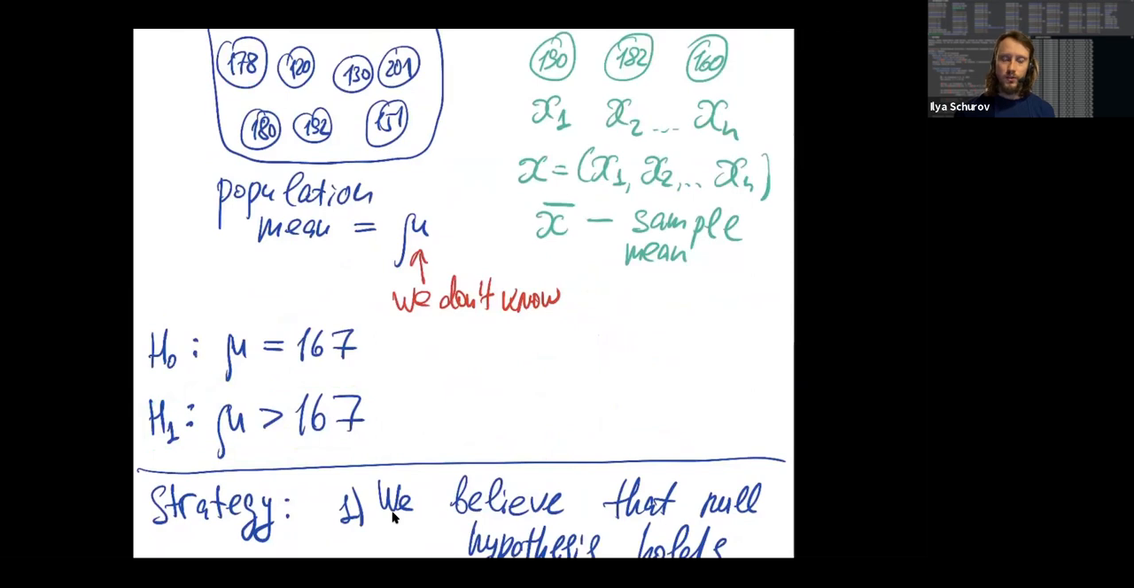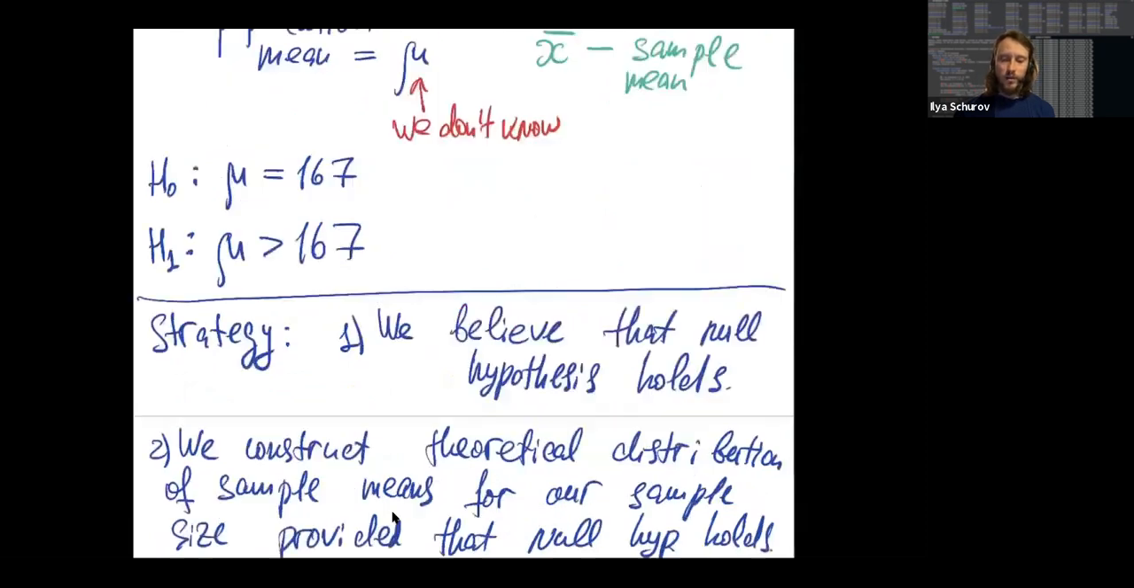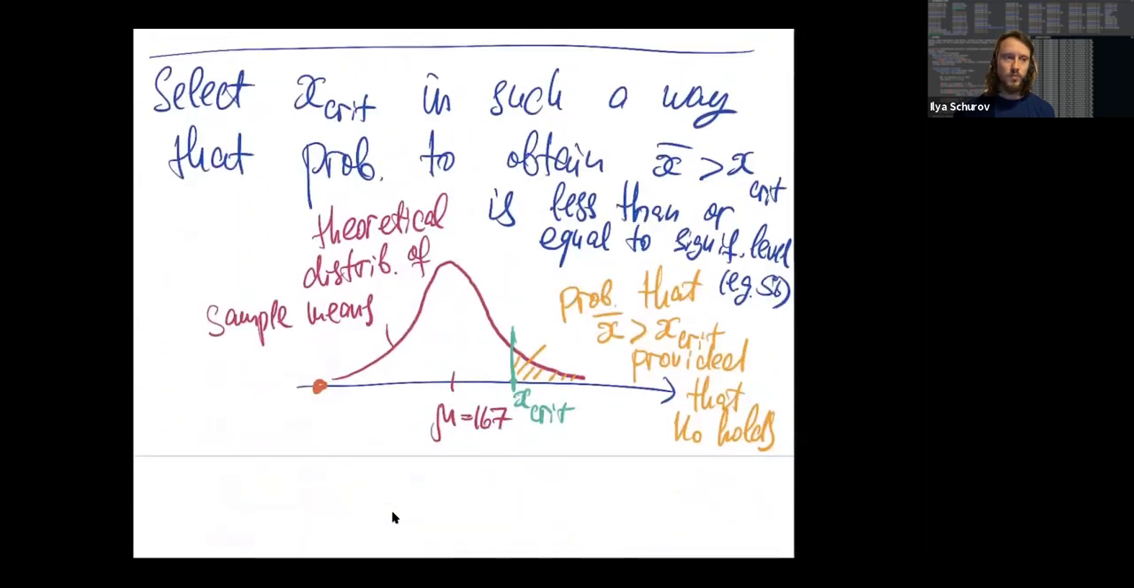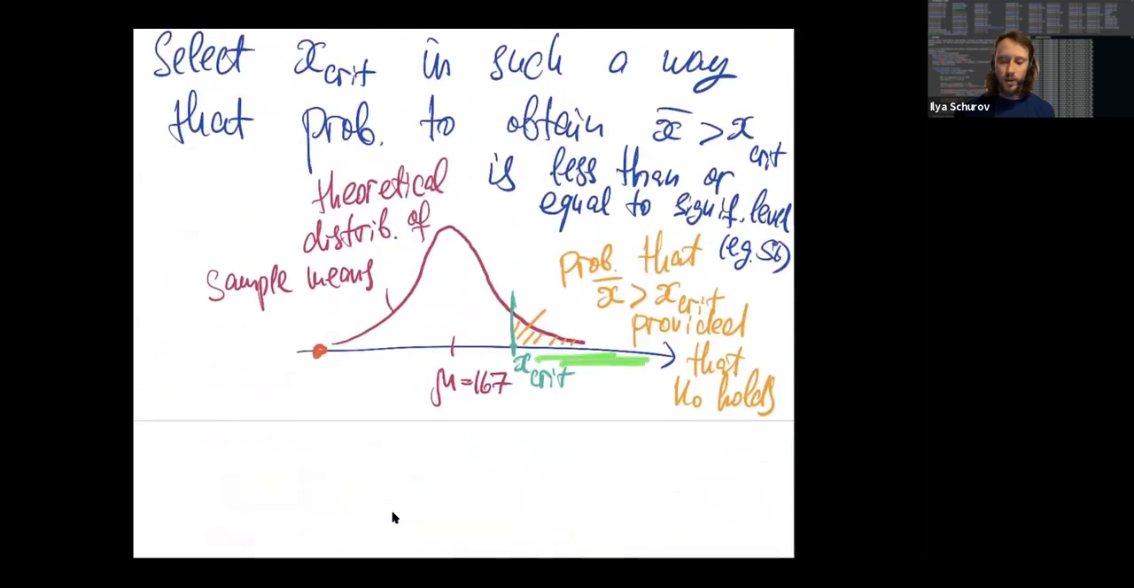It is possible to state a different alternative. For example, it is possible to state an alternative like a symmetric one. Mu is not equal to 167. But in this case, our decision-making procedure will be a bit different. There will be a symmetrical rejection region, like you will reject your null hypothesis here and here. And your critical value will be calculated in a bit different way. But anyway, if you have this setting, then this data point is not a data point in favor of this alternative. So you would not reject null hypothesis in this case.